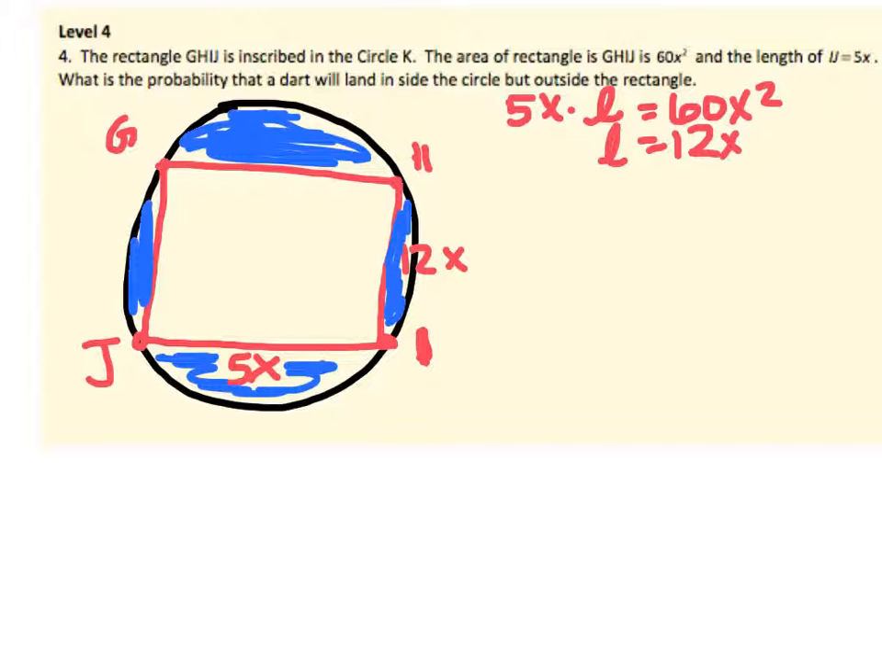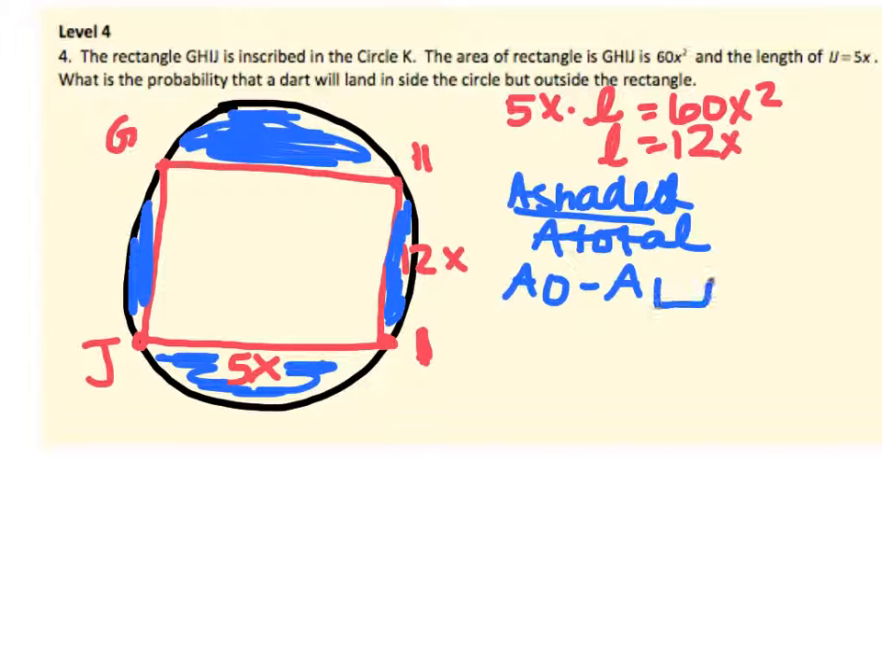Okay, so here's where we write our plan. Area of shaded over area of total. And then to find the area of the shaded, you're going to take the area of the circle minus area of the rectangle over the area of the circle for the total.